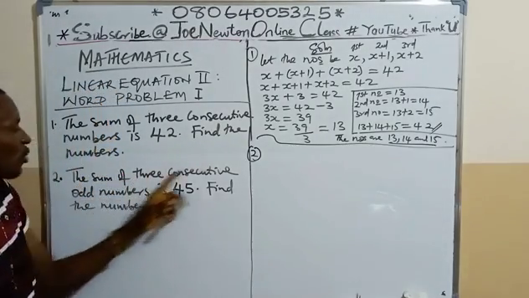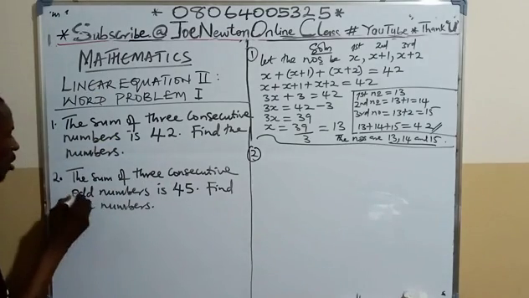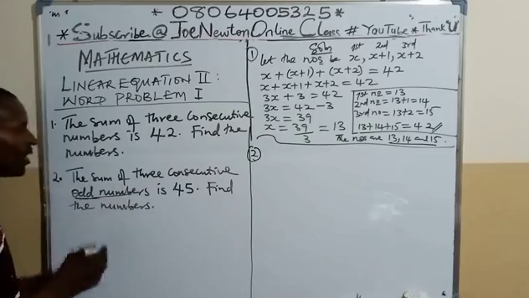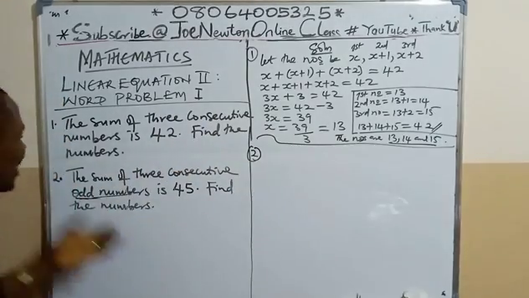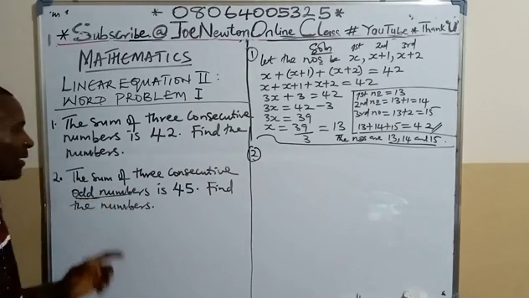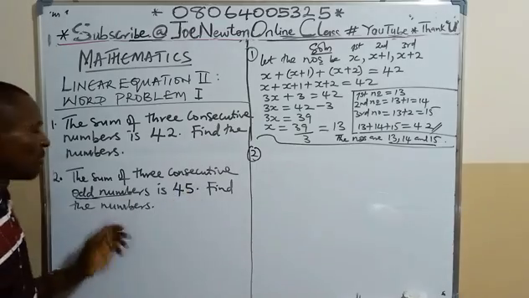The sum of three consecutive odd numbers. Look at the term, odd numbers. This one is just three consecutive numbers, like the natural numbers. But here, odd numbers, say the integers, then is 45, find the numbers.